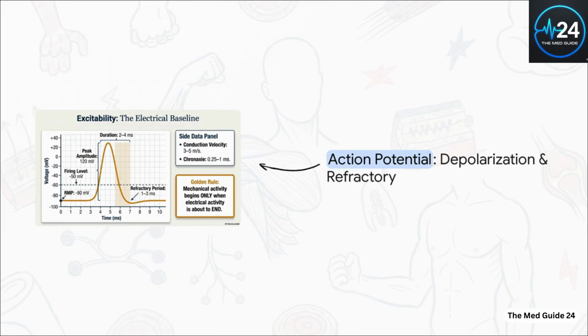This is a super tight 2 to 4 millisecond electrical firing window. It hits a peak amplitude of 120 millivolts before dropping straight into that critical refractory period. That firing level triggers at negative 50 millivolts, shooting all the way up from a resting membrane potential of negative 90. It's an incredibly rapid, all-or-nothing electrical command that dictates exactly when that muscle wakes up.